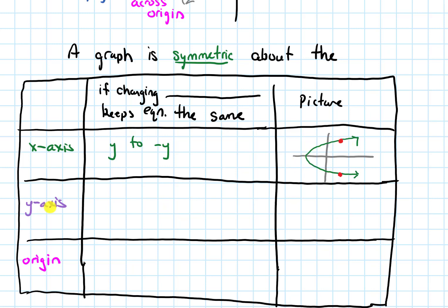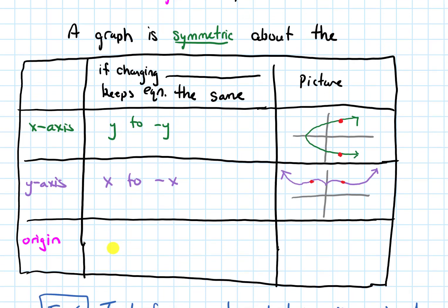Okay, next let's do across the y-axis. Let me draw a picture first. I'm going to draw some axes. Now, whatever the graph looks like on one side of the y-axis, it's got to be the mirror image of that on the other side of the y-axis. So something like this. And in this picture, if I look at one point, and then its mirror image, those 2 points have opposite x coordinates. So this time, the way we'll test for the symmetry is if we change the x coordinate to -x, that still needs to satisfy the equation. It's still got to keep the equation the same.